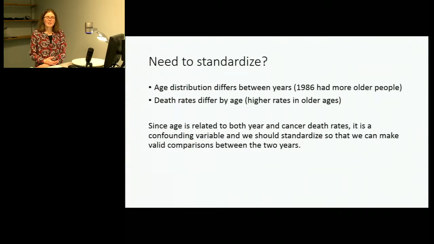So without standardizing, how can we tell if the reason that we saw more cancer deaths in 1986 as a crude rate is because the population is older, or because there's actually a higher risk at each age of developing cancer? Really, it's because age is related to both the year and to the cancer death rates. It acts as a confounding variable, and we need to standardize in order to make a valid comparison between the 2 years.